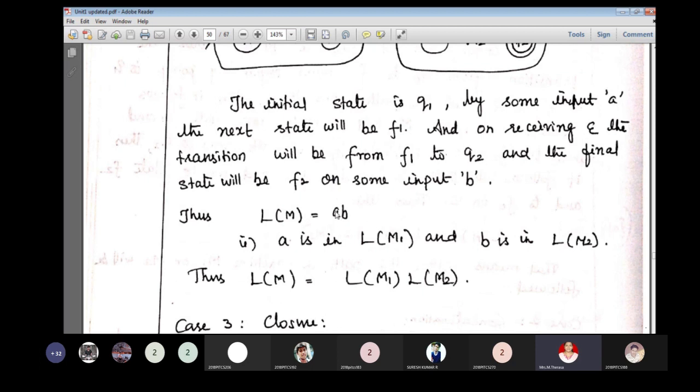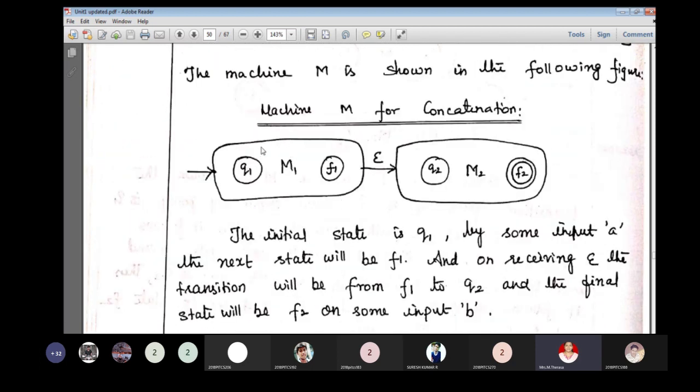Here we're just taking one example. Consider this as a machine which is used to accept A, and this is the machine which is used to accept B. Then after reading A, you can be here. Without reading anything, you can jump to this initial state. Then you can read this B, then you can go to F2.